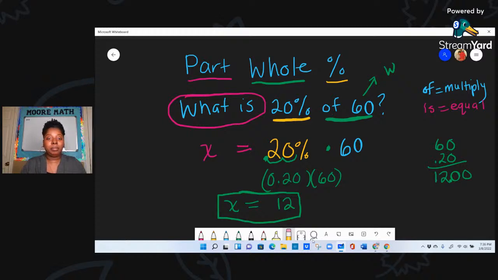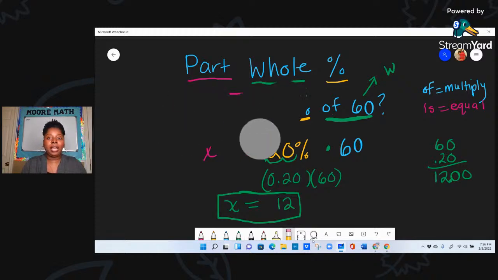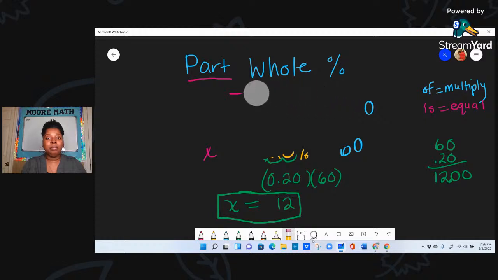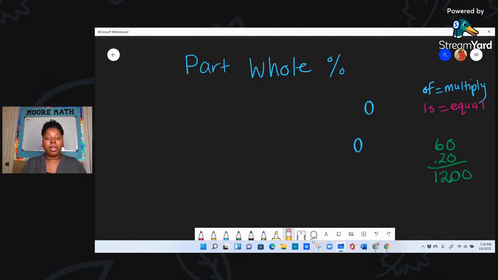So with the equation method, let's do it again, but this time we're going to find the whole amount. Okay, so let's delete that. Oh, sorry, y'all. There we go.